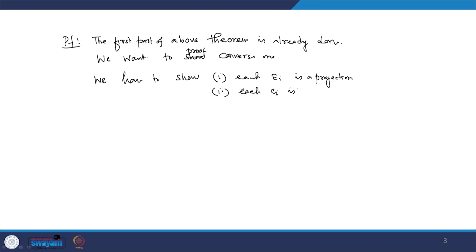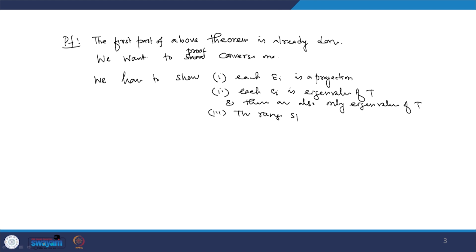Second, each Ci is an eigenvalue of T, and these are also the only eigenvalues of T. And third, the range space of each Ei is the null space of T minus Ci I. If I prove this third thing, then certainly T will be diagonalizable. So, that part will be over.